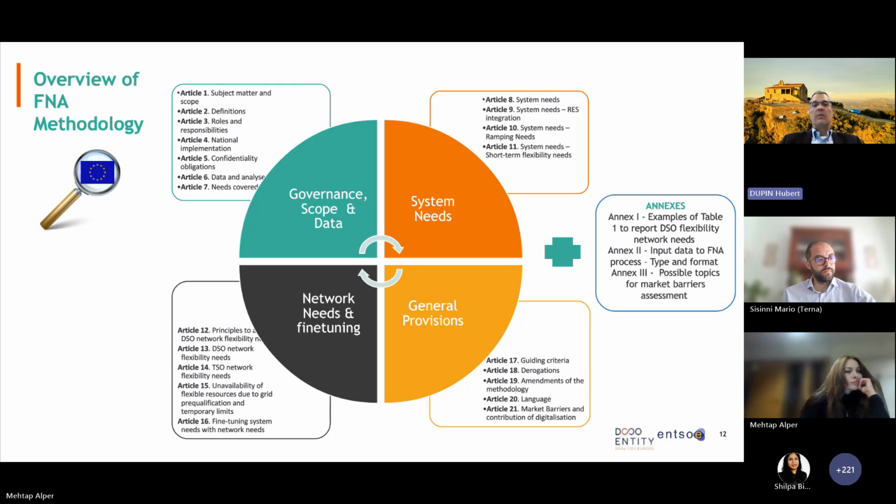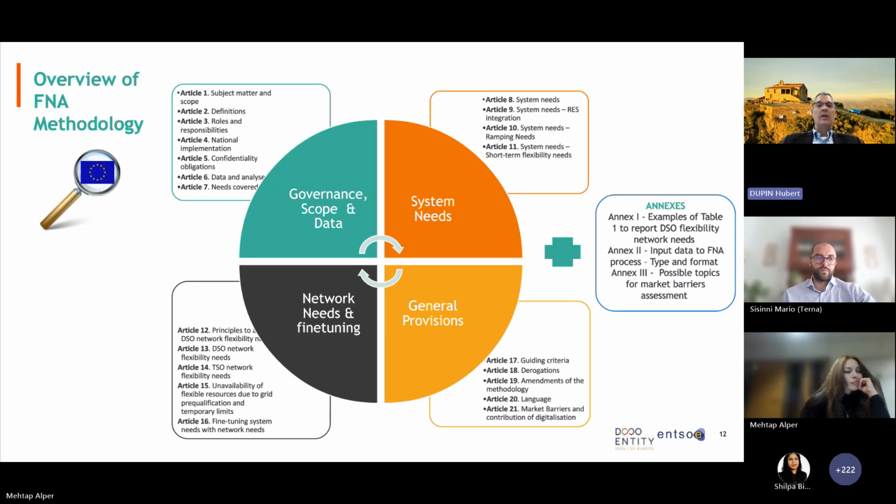There are some resources that are not grid prequalified, or there are some issues of temporal limits, so those flexible resources cannot cover the needs at that location. I mean, those resources at this location cannot help, and they cannot cover the need at such time. So we will somehow use this non-copper plate reality or projection to fine-tune system needs.